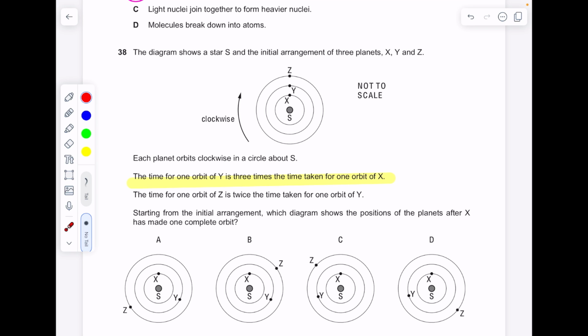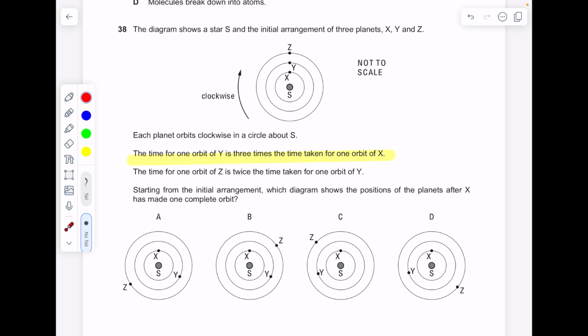Starting from the initial arrangement, which diagram shows the positions of the planets after X has made one complete orbit? Because Y takes 3 times as long to orbit compared with X, it's only going to be 1/3 of the way through its orbit compared with X that's completed an orbit. So you're picking between A and B. And then, as we know, Z is slower than Y, so honestly, it's only just gotten off the starting blocks. So the answer here is B.